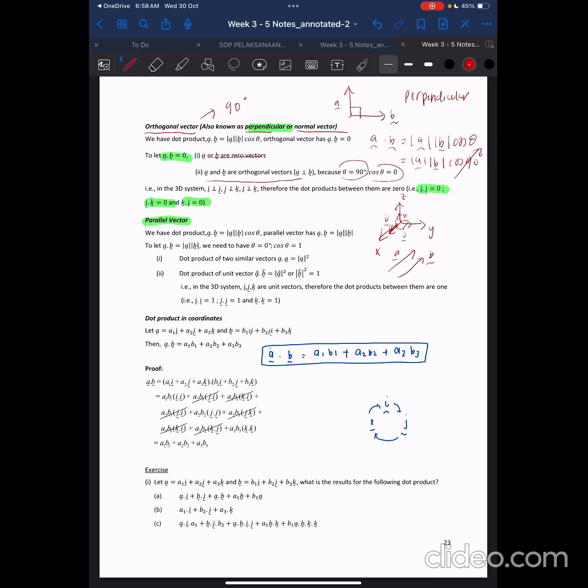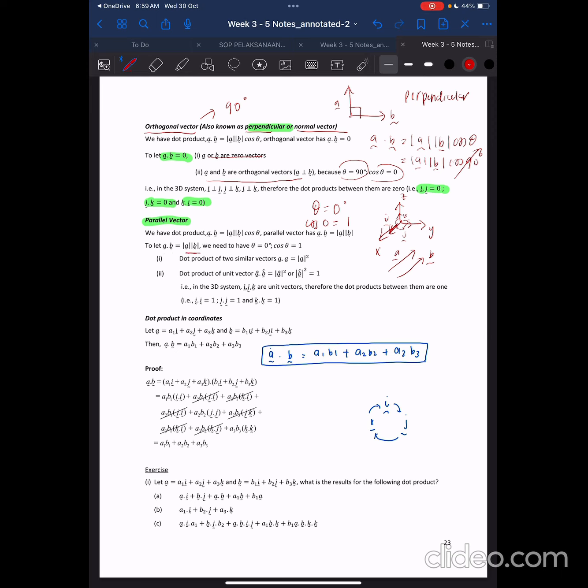However, now the theta angle is 0. Okay, so if you click calculator, cos 0, you will get equivalent to 1. Okay, so the dot product of two similar vector, A dot A, will be A squared, and the dot product of a unit vector will be equivalent to 1. So you will get A dot B will be magnitude of A multiplied with magnitude of B, because cos theta now become equivalent to 1.